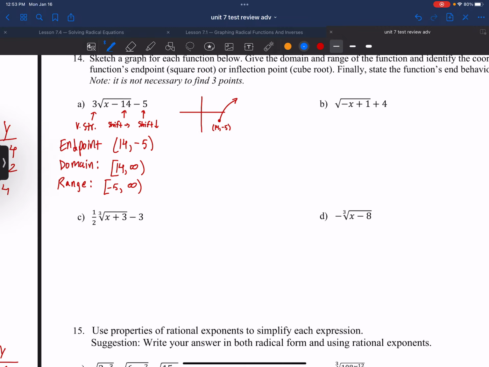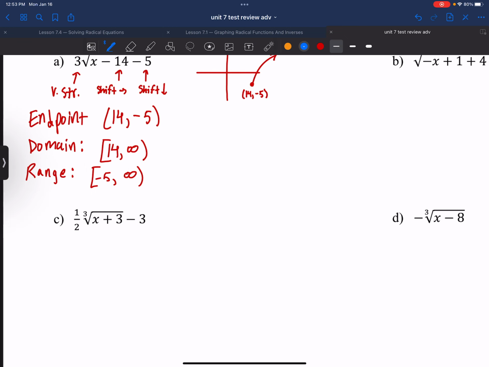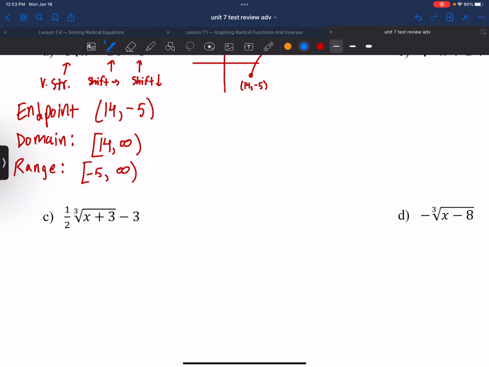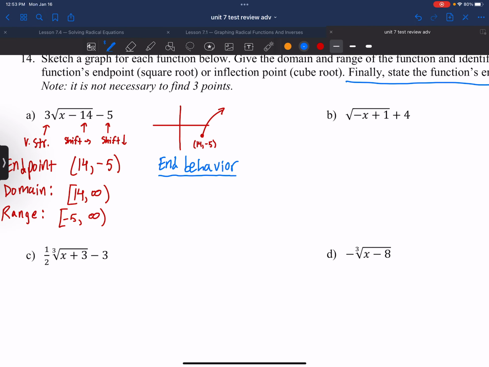Now, the last thing it says is finally state the function's end behavior. So end behavior, I guess I haven't talked a whole lot about this in class, at least not this year. Let me explain that a little bit here. I'll probably make another video talking about end behavior, but it's very simple. End behavior is how the function trends towards its ends.